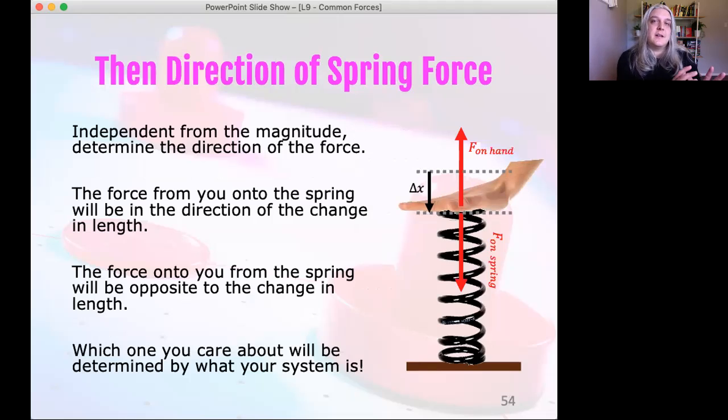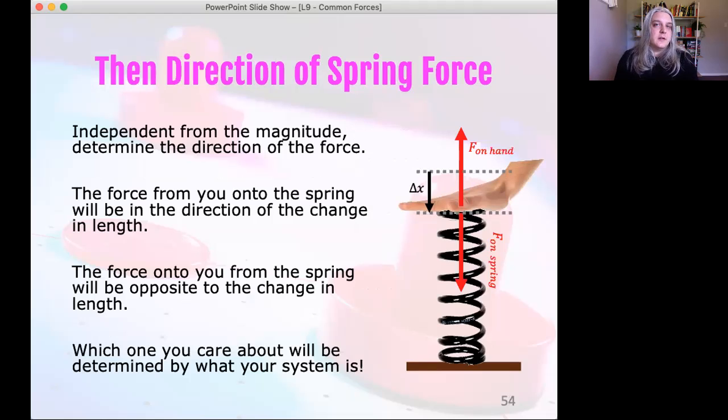Use F equals kx to get the magnitude of the force and think about the scenario. Do the physics to figure out the direction of the force. Is the spring being compressed and will it push back? And what's your system? That's the important step at the end there that a lot of people forget when they're talking about springs. What's the system?